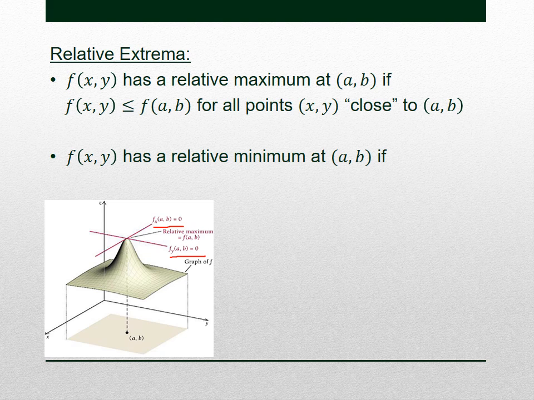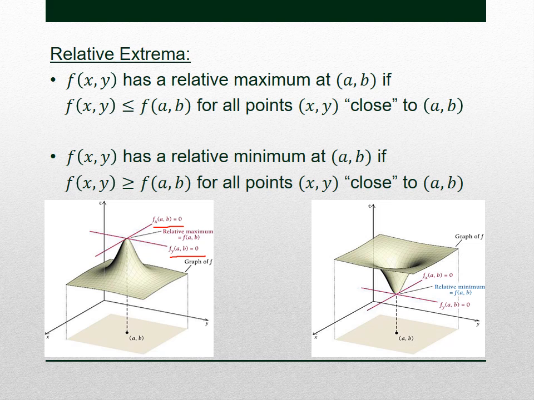For a minimum, it's the exact same thing, but that picture would be upside down, right? So there's your picture of it. And that just means that when you look close to your point, it's the least value. It's less than everything else, and that would be something like this. And notice again that both partial derivatives would be equal to 0. It's still a critical point, where both partial derivatives are equal to 0.